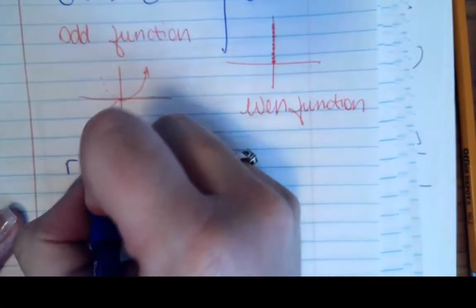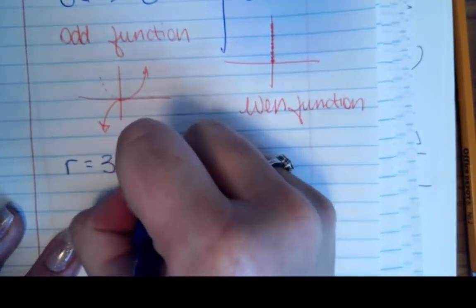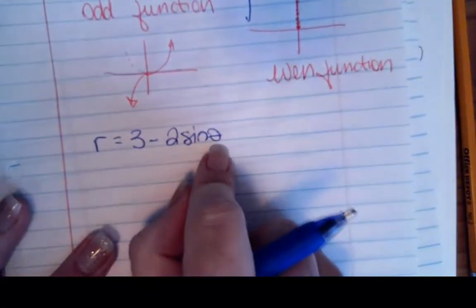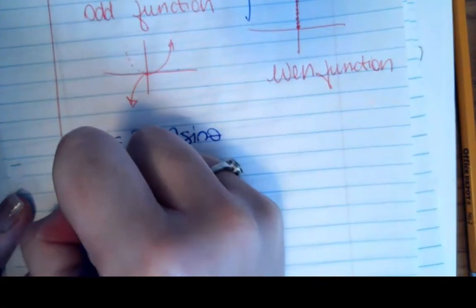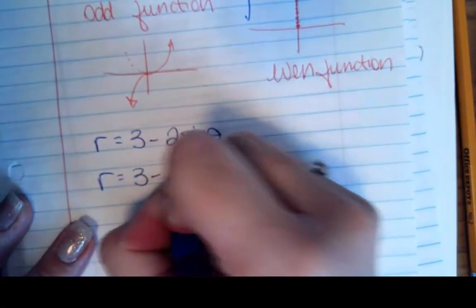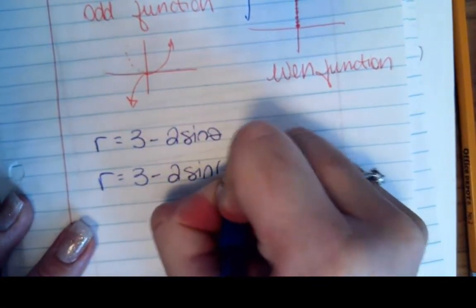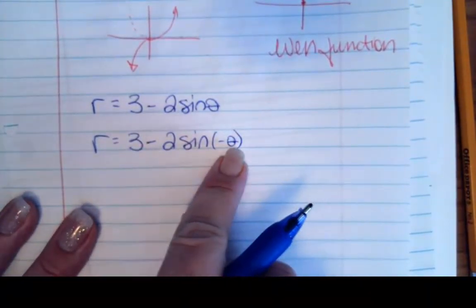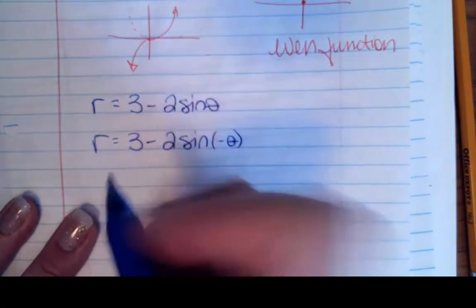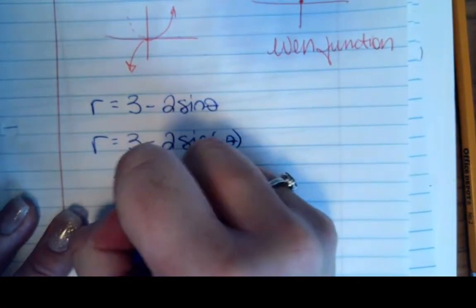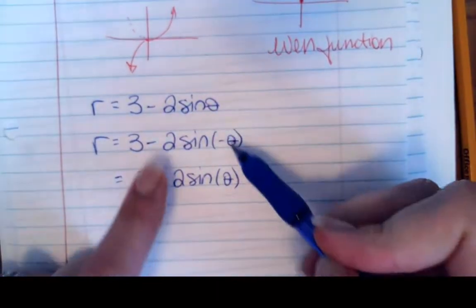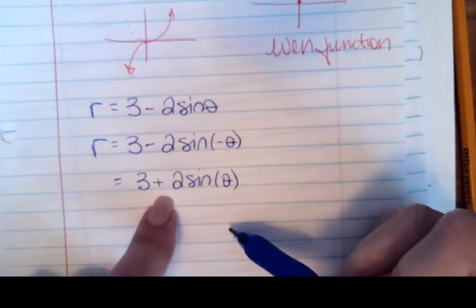So what I want to check first is, I've got r equals 3 minus 2 sine theta. So I'm going to check for symmetry about the pole. So I'm going to swap out a theta with a negative theta. So 3 minus 2 sine of negative theta. Well, sine is an odd function, which means if I change the sign in here, I also change the sign on the function. So it gives me 3 plus 2 sine positive theta, which means I changed. So it's not the same thing.